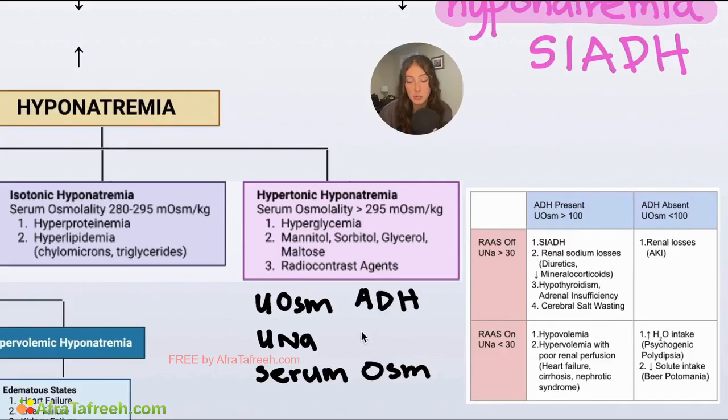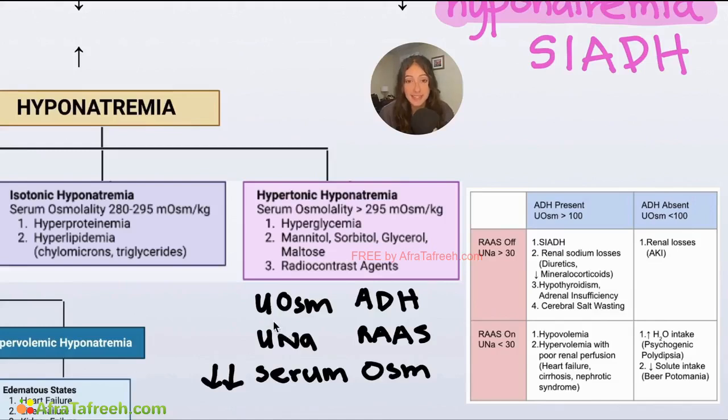Urine sodium is a great proxy to see if we have RAAS activated or inactivated. And then serum osmolality is just going to be if we have a hypotonic, hypertonic, or isotonic hyponatremia. We already know that because both of the diagnoses we're considering were in that hypotonic hyponatremia category, our serum osmolality should be low. But that still leaves us with what is going on with our urine osmolality and our urine sodium.